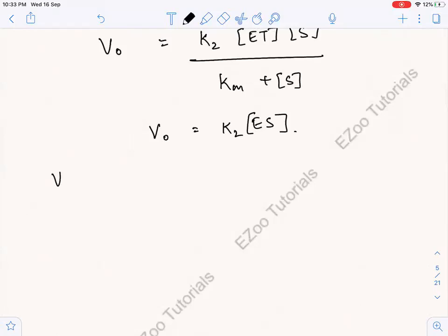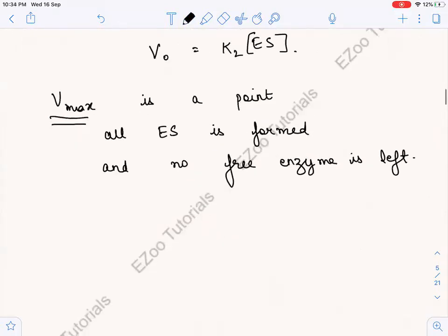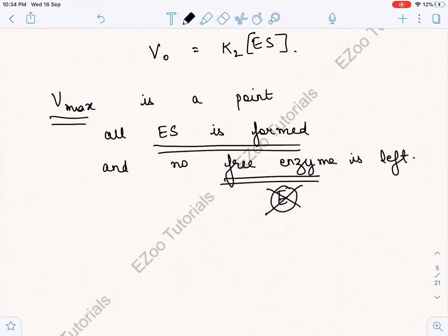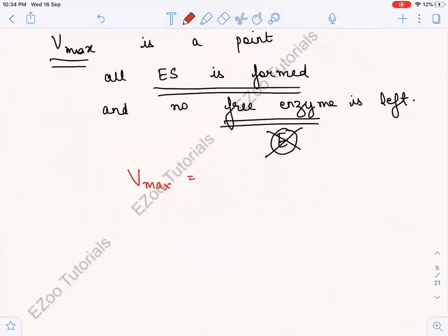Now we'll see what Vmax is. Vmax is a point where all the enzyme has formed enzyme substrate complex and no free enzyme is left. What is Vmax? When all the enzyme has combined with substrate and formed the enzyme substrate complex, no free enzyme is left. That is our Vmax. So in Vmax, the enzyme substrate complex is fully formed and there is no free enzyme.